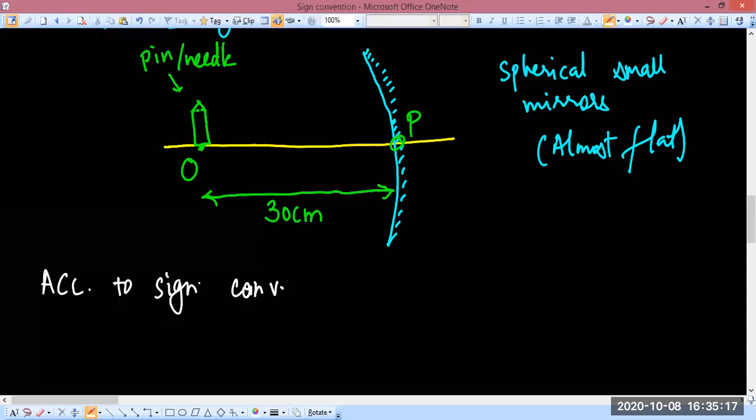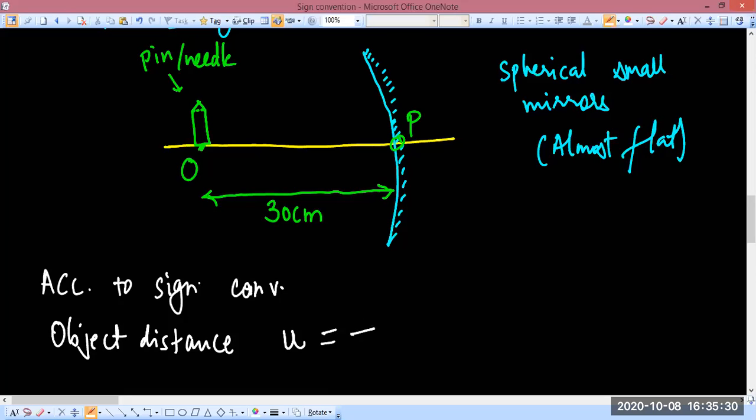According to sign convention, object distance, whose standard symbol is U (don't use any other symbol), is equal to minus PO, that is minus 30 centimeter. Is this clear, everyone?